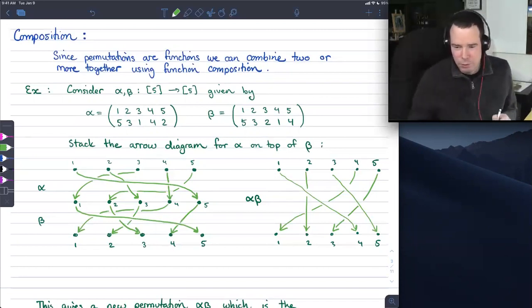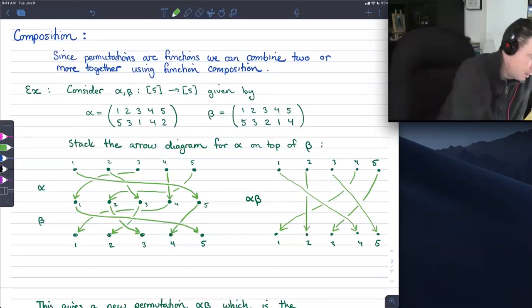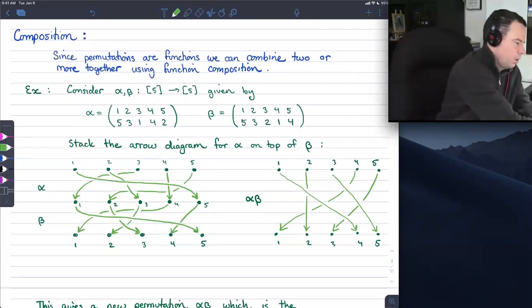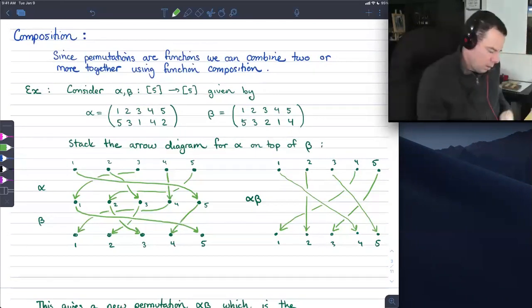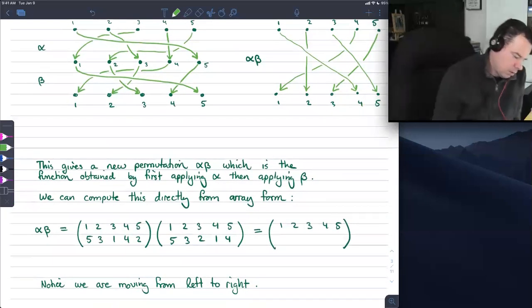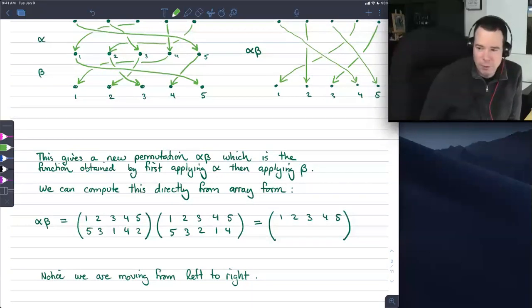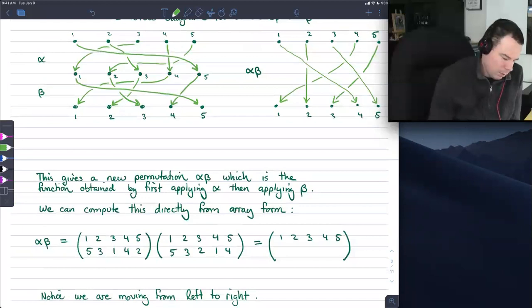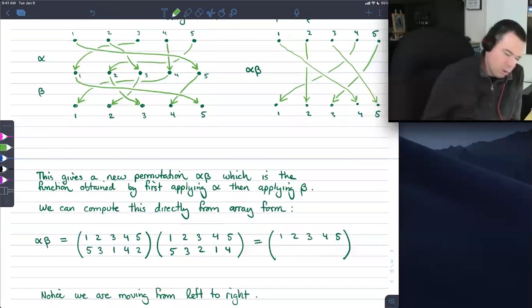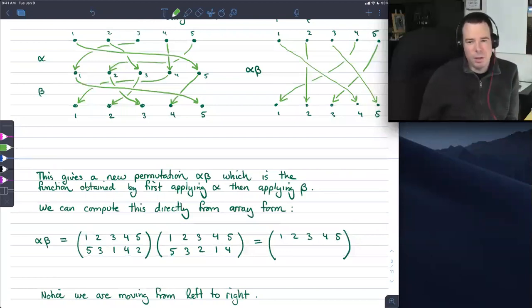So doing alpha first followed by beta gives us a new permutation. Now, this gives us our new permutation alpha beta, which is the function obtained by first applying alpha and then applying beta. We've done it in the arrow form above, but we can also do this straight from the array form as well. We just got to think about how we're going to do this. Doing it from the array form is actually going to be how we're going to do it in practice.